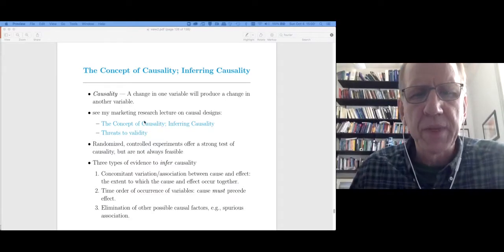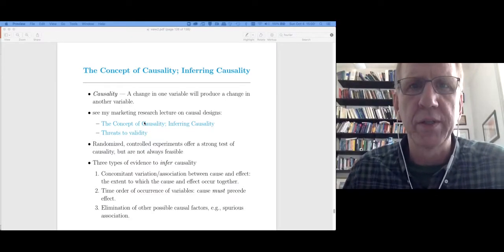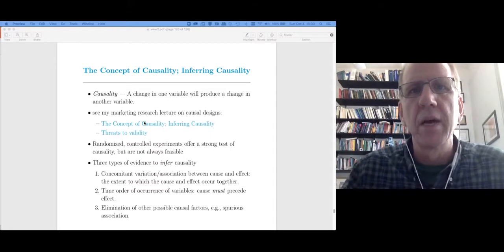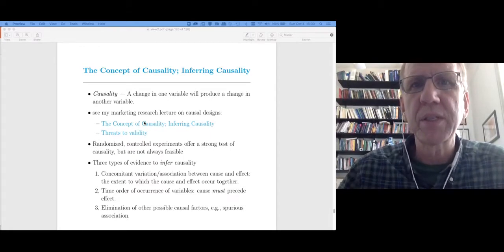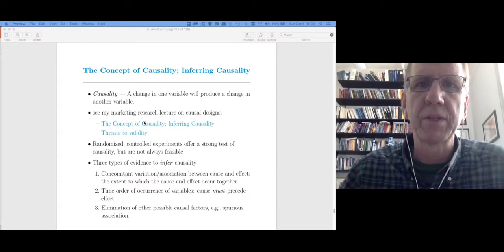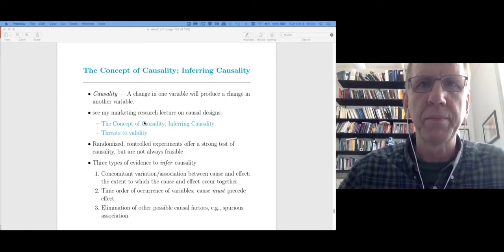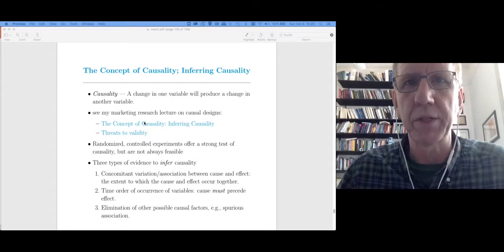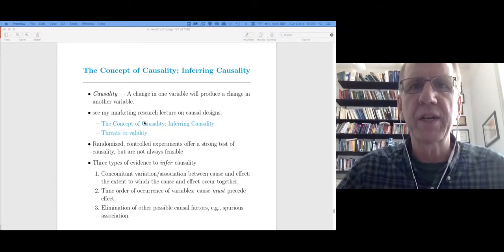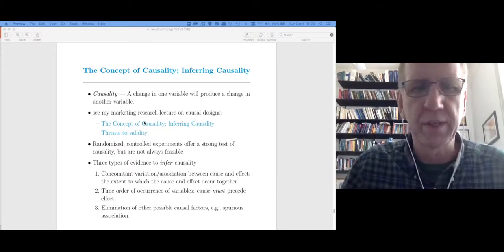The second condition is time order of occurrence. What this simply means is the cause must precede the effect. So I can't really say that advertising causes sales if my sales go up and then I change my advertising budget. I have to change an advertising budget and then see what happens to sales.